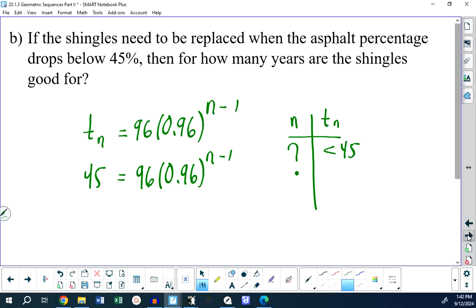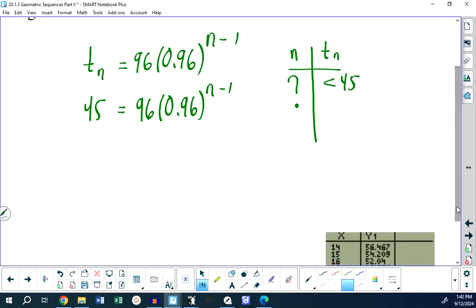So the beautiful thing is, all we are going to do is put this in for Y1, go to our table, and see when we reach 45. There's no algebraic expectation on your shoulders for this. There isn't. It's a Math 30 idea.